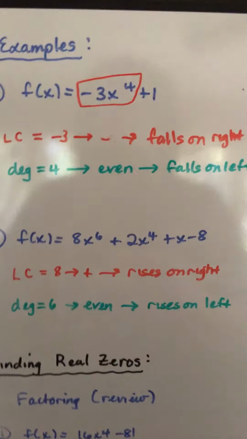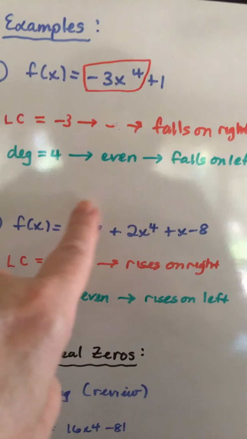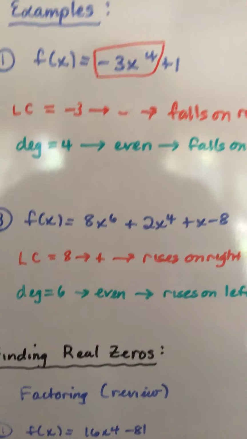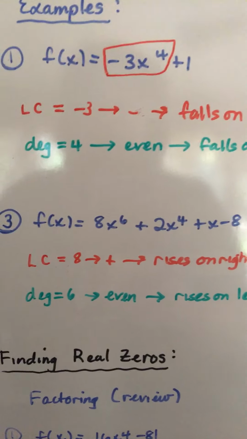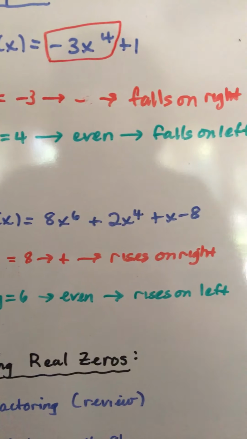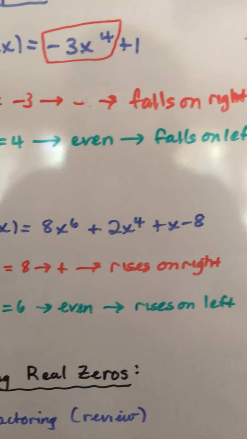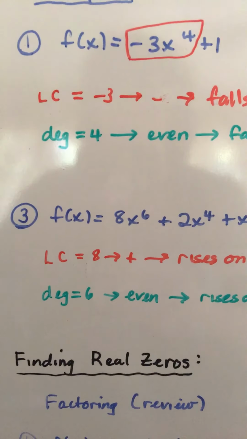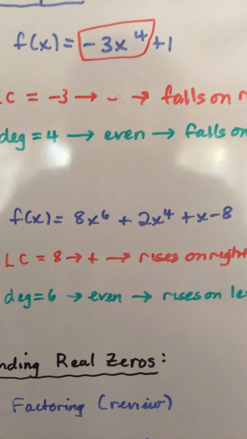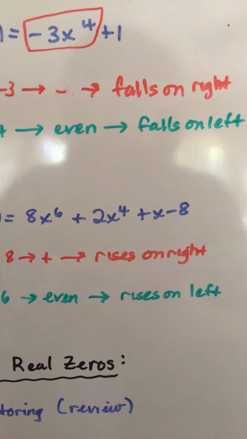For the next one, I've got this whole thing, but I'm only going to look at the 8x to the 6th. The leading coefficient is 8, which is positive, so I rise on the right. Now we're going to back up mode. The degree is even, so I'm going to rise on the left also, so both ends rise.